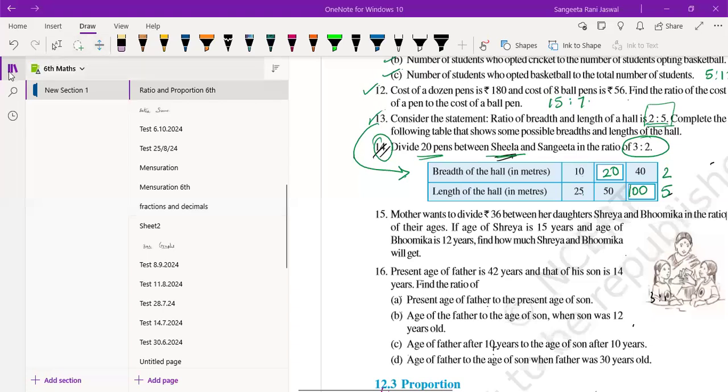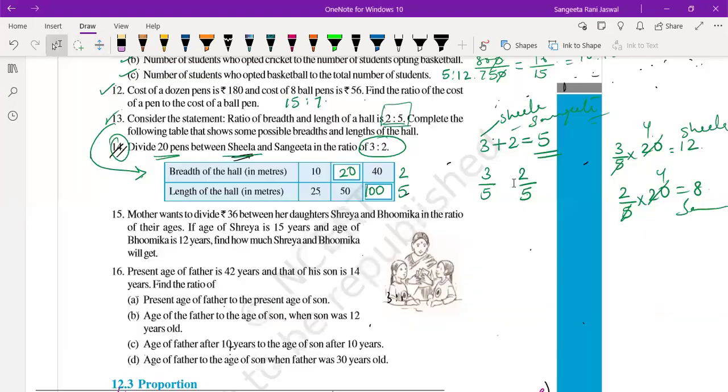Did you revise the ratio yesterday? Yes, ma'am. Okay. Now see, in this exercise, we had done till question number 14, right? Yes, ma'am. So today we'll be doing question number 15, 16, and some extra questions also. On ratios. Before we start with proportion, we'll do some extra questions of ratios.